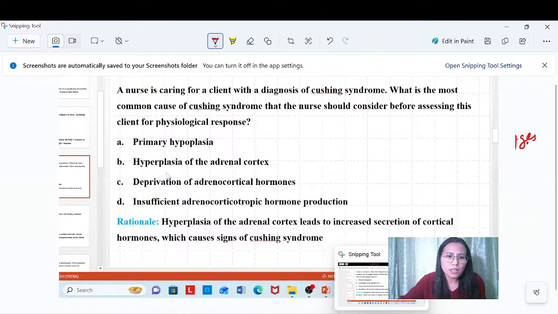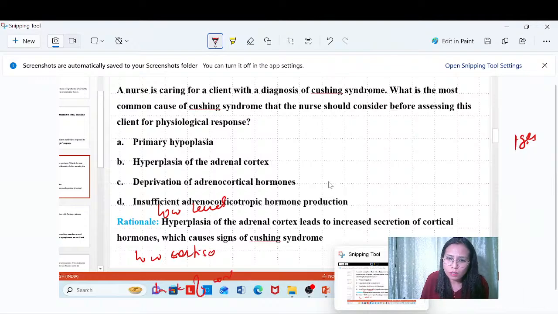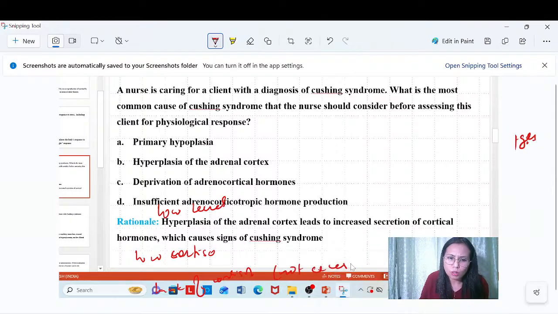And option C is deprivation of the adrenocortical hormone. So deprivation means what? Deprivation means a low level. So a low level of the cortisol, that means lack of the cortisol, not the excess. Okay.